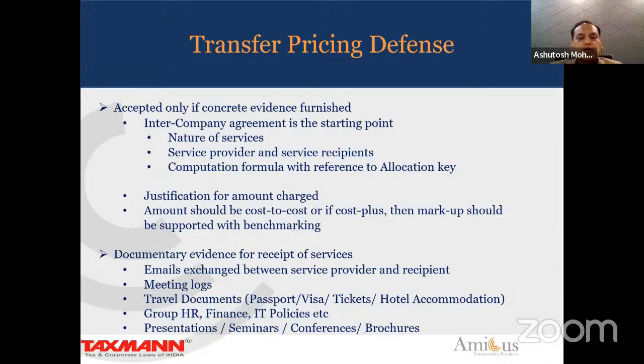So when you're defending a case of management charge before the transfer pricing authorities, you need to furnish the intercompany agreement. You need to explain how the management charge, which has been handed out to you from the headquarters, has been determined. And then you also need to furnish documentary evidence to support that, yes, all these services were actually received by you. And what could this documentary evidence be?